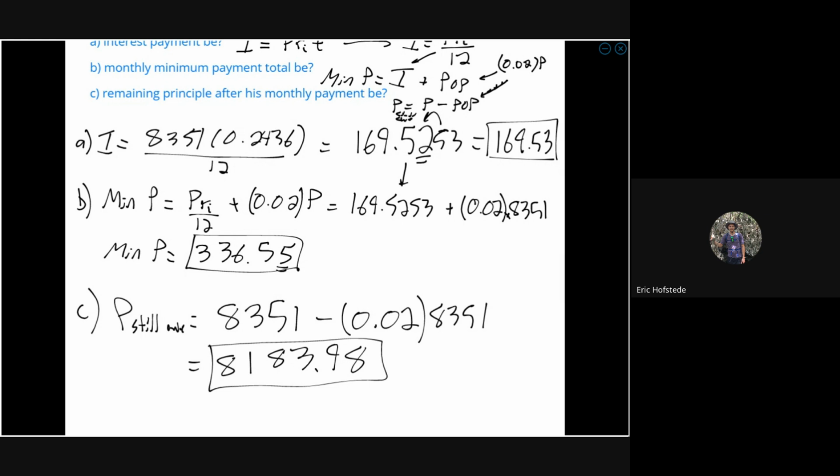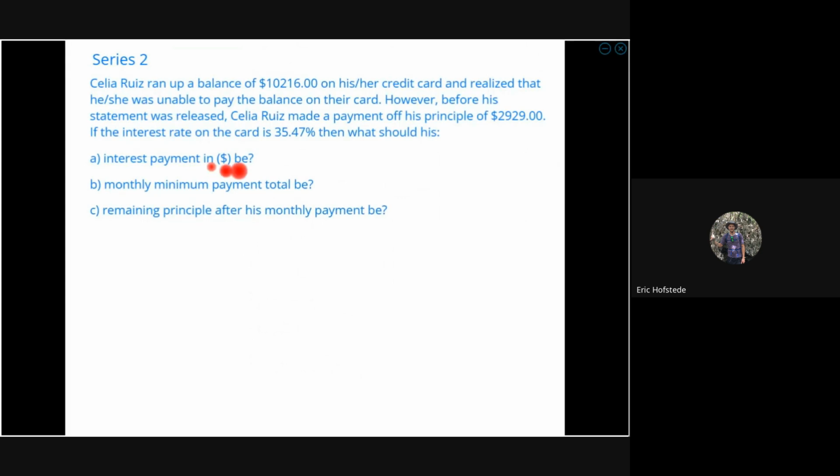So the same questions, interest, minimum payment, and principal remaining, but in series 2 there is the addition of this payment off principal. And I don't love the wording of this. I would prefer this to be called a prepayment, because we have a payment off principal when we calculate our minimum payment here and our remaining principal here. So let's not confuse ourselves. Let's just call this a prepayment.